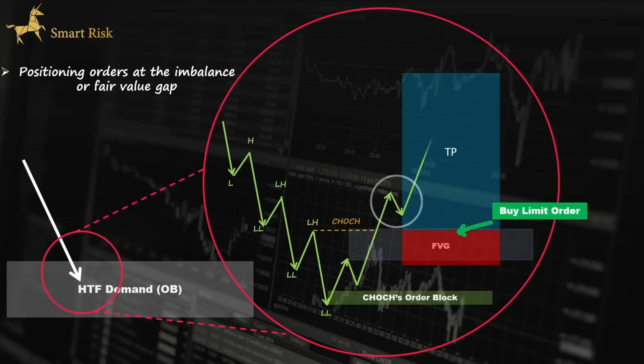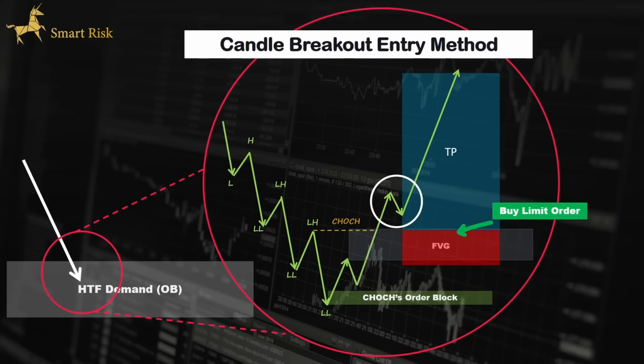However, what if the price simply starts to accelerate without retracing? In such cases, we require an entry method and trading strategy that consistently engages us in the market. To address this, we turn to the second possible method for executing trades. Here, we focus on higher time frames and implement the candle breakout entry method in our trading strategy.